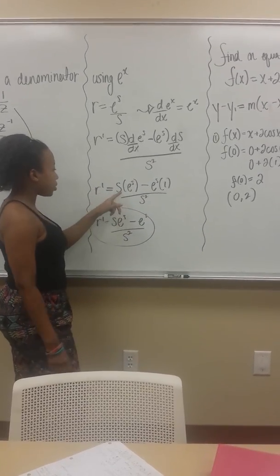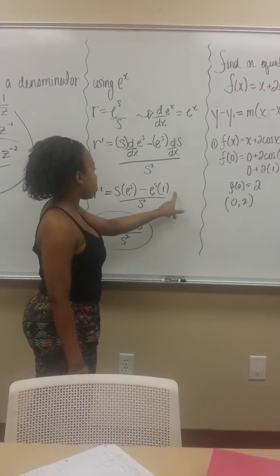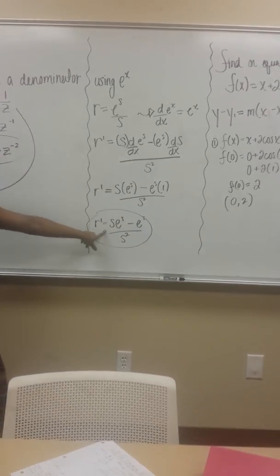So r prime equals s times e to the s minus e to the s. The derivative of s becomes 1, and e to the s is just e to the s, all over s squared, and that's what it looks like simplified.